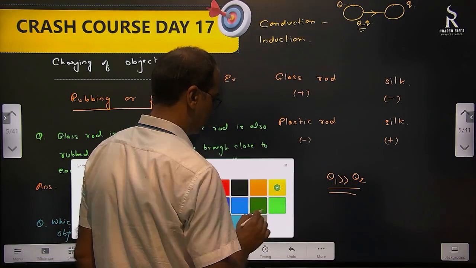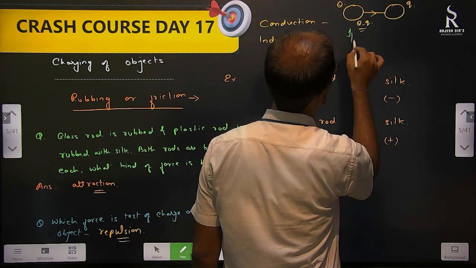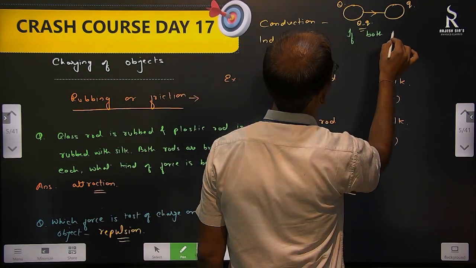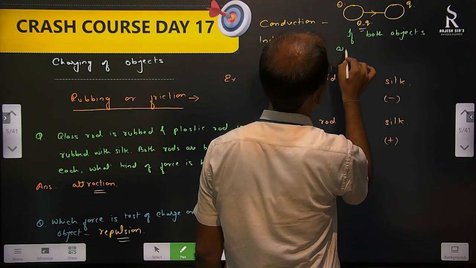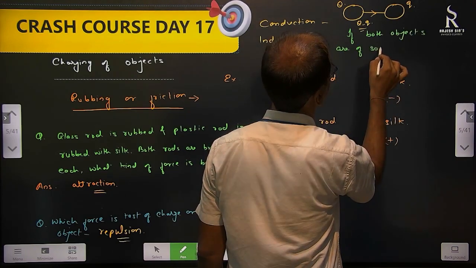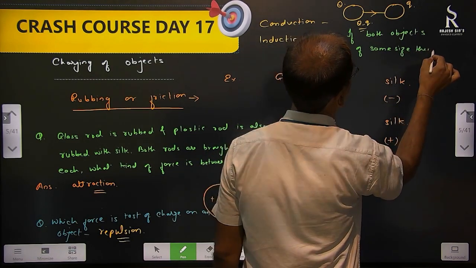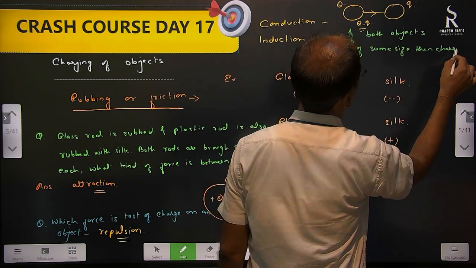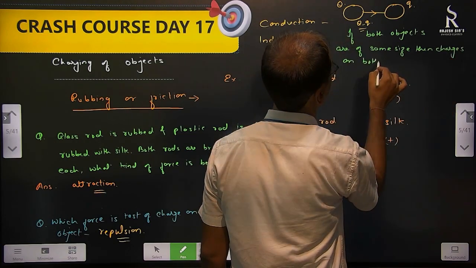If both objects are of the same size, then charges on both will be the same.